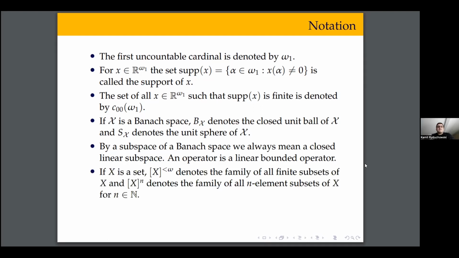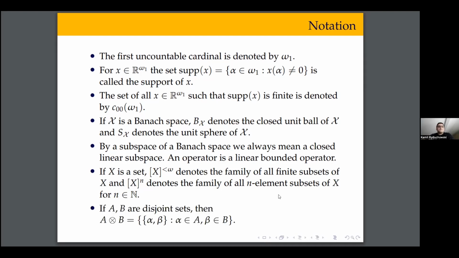If X is a set, then by X^{<omega}, I denote the family of all finite subsets of X, and by [X]^n, I denote the family of all n-element subsets of X. And the last piece of notation is that if A, B are disjoint sets, then by A ⊗ B, I denote the set of unordered pairs such that the first element is from A and the second is from B. So like the Cartesian product, but with unordered pairs.